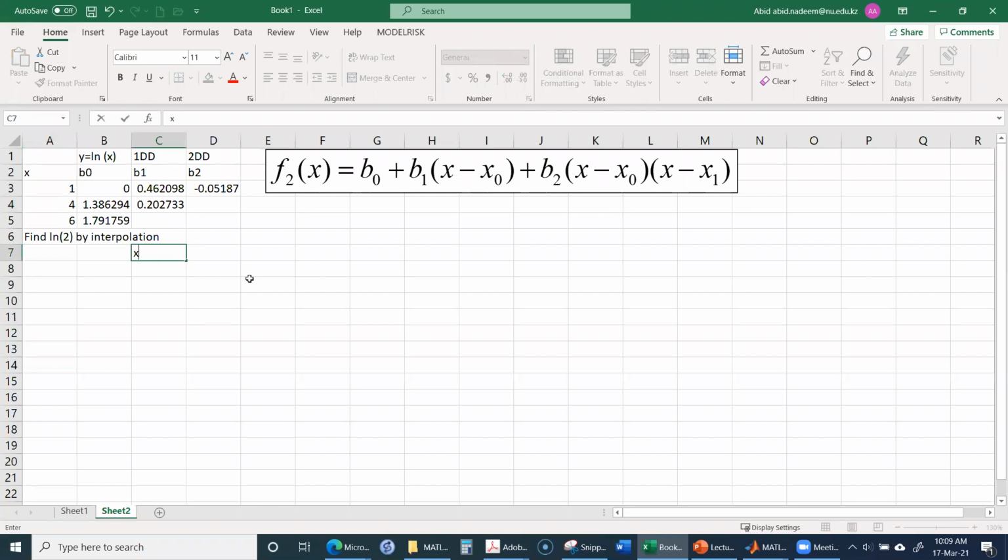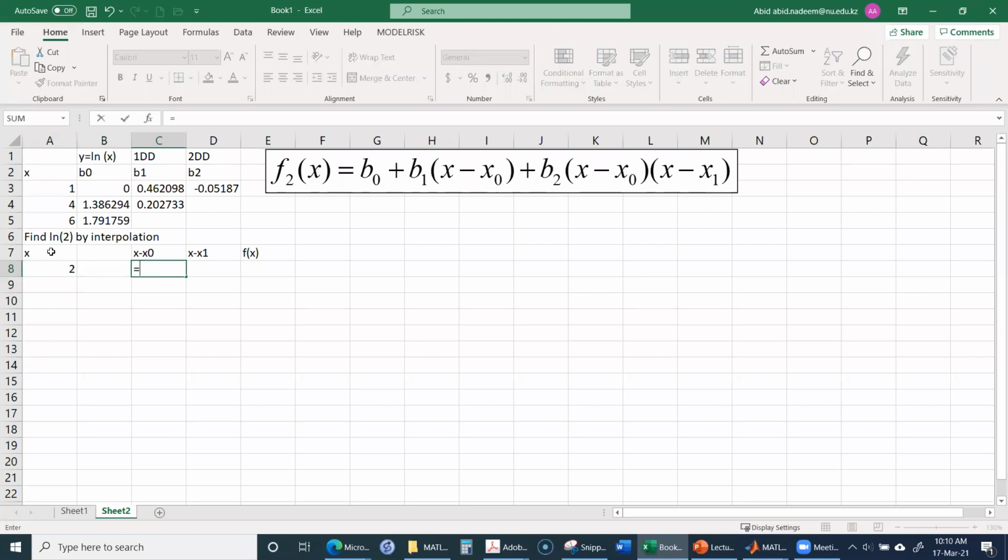just calculate x minus x0 here. We can calculate x minus x1 here. So these are the two x minus x values that we need. Okay, and here we can calculate f of x, in this case f2 of x, because we are finding the quadratic polynomial. And what is x? x is 2 over here.